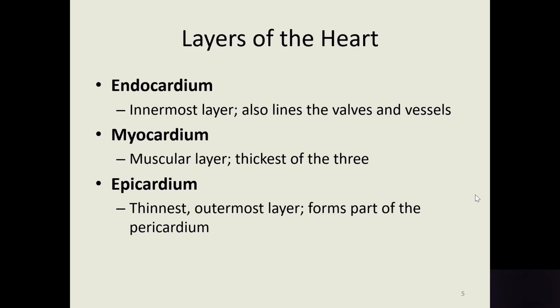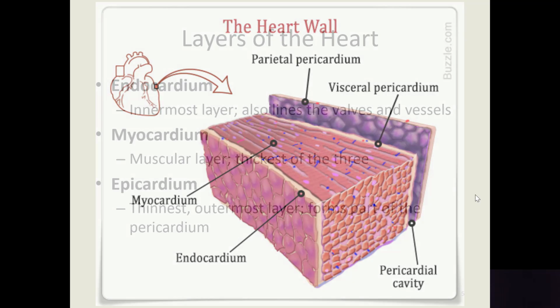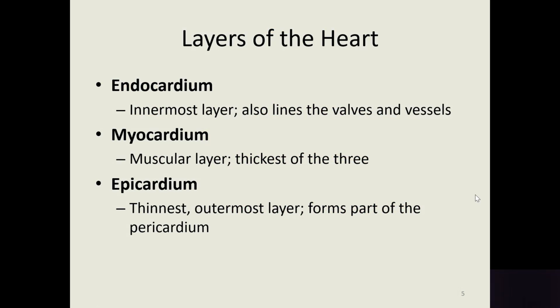So let's talk about the layers of the heart now. We're going to work from the inside out. The endocardium is the innermost layer of the heart and is a continuous sheet of endothelium. And if you remember from your A&P days, that is the layer of connective tissue that covers and lines structures within the body. So this layer of connective tissue lines the inside of the heart, and it is continuous with the valves and blood vessels within the heart and the blood vessels that leave the heart.